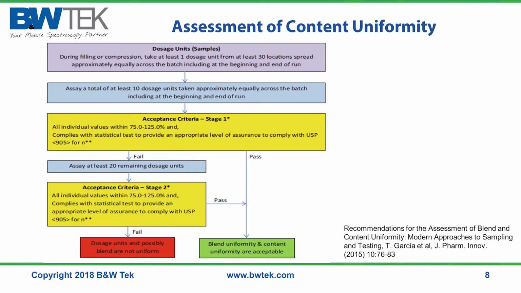Similarly, for content uniformity, you take at least 1 dosage unit from 30 different locations equally over your batch. Then you assay a total of these 10 units, and then 75% to 125% is the criteria usually applied for this test. And if it passes, then you can release the batch.